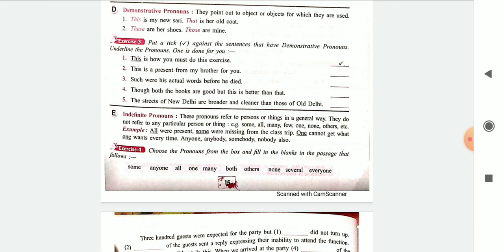Several children came to my birthday party. Understood? So here several shows indefinite pronoun. Anyone can go to the party. So here anyone becomes the indefinite pronoun. Many guests are invited for the wedding. So here many guests. How many? Many. We don't have a proper number. Many becomes your indefinite pronoun.